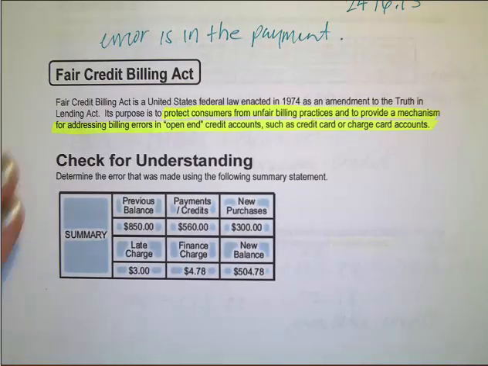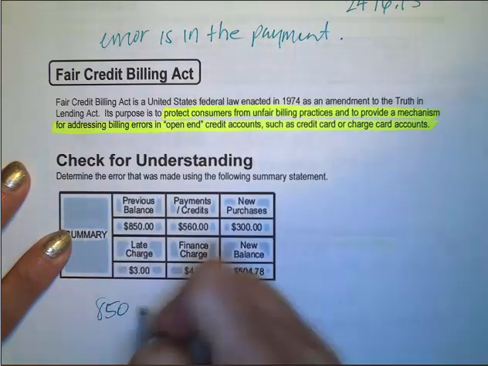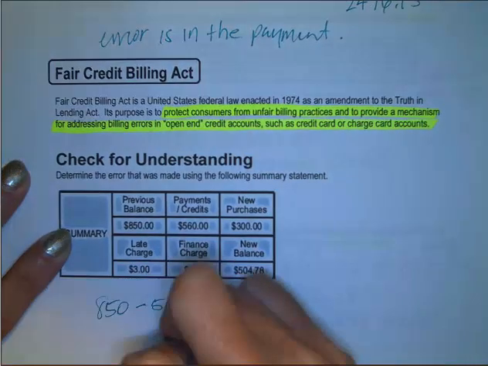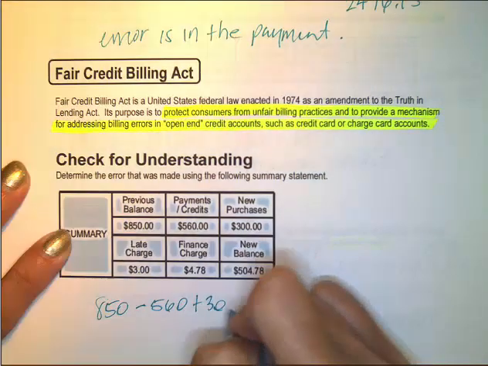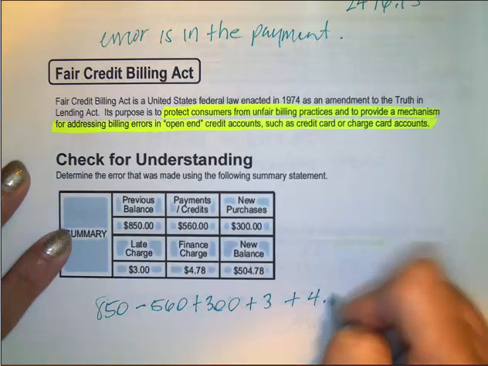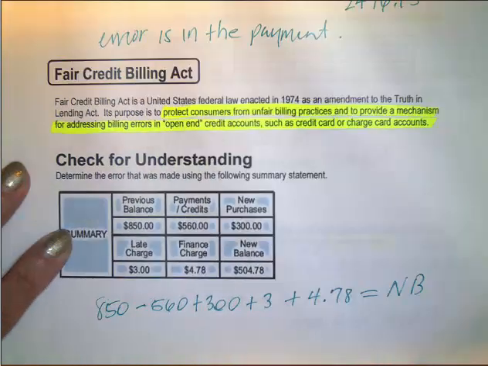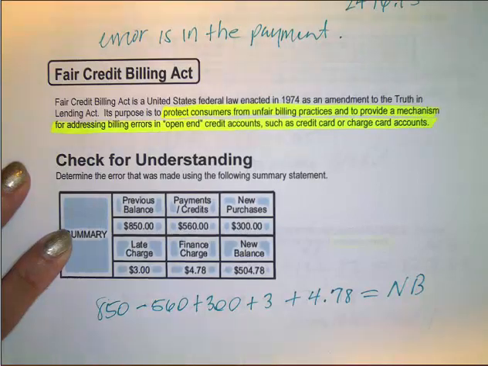Summary statement. So again, we have our previous balance minus how much we paid plus our new purchases plus our late charge plus our finance charge equals our new balance. She won't leave. Can you go away, girl?